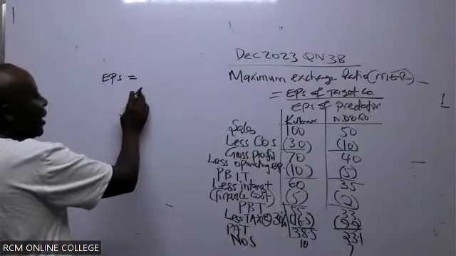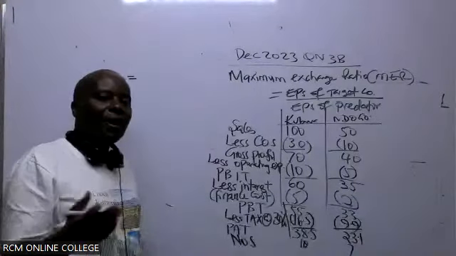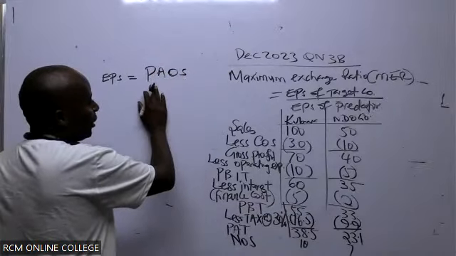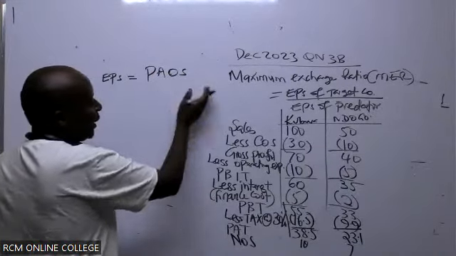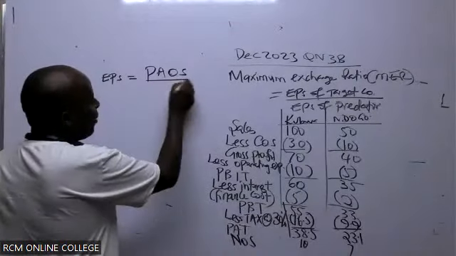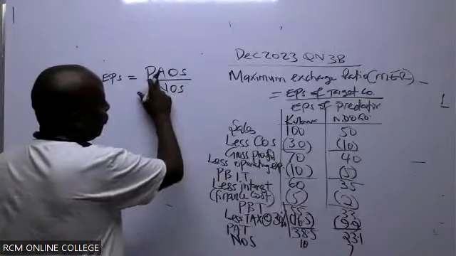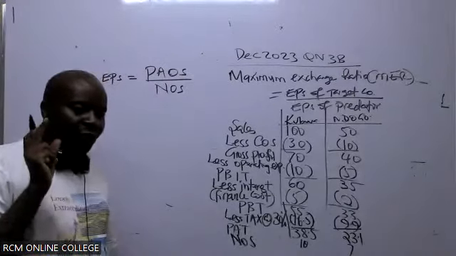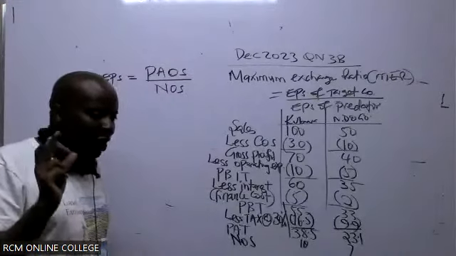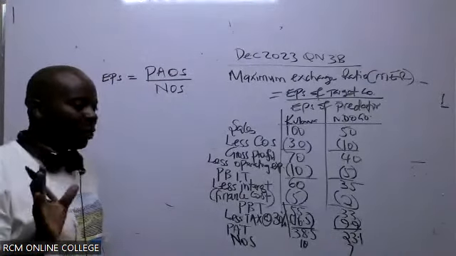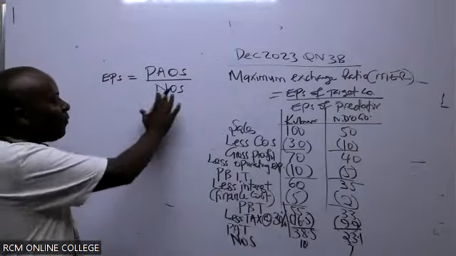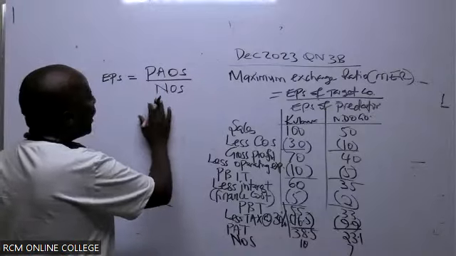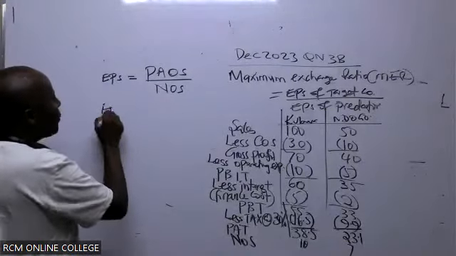So EPS, remember, is profit attributable to ordinary shareholders, PAOs. Here, there is nothing to be weighted. So divided by NOS. Please write this in full: profit attributable to ordinary shareholders, PAOs, all over number of ordinary shares. So then I can very comfortably come and give them EPS.